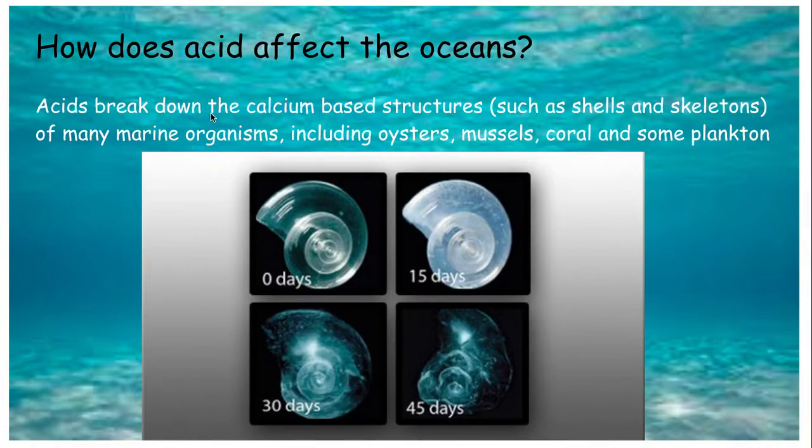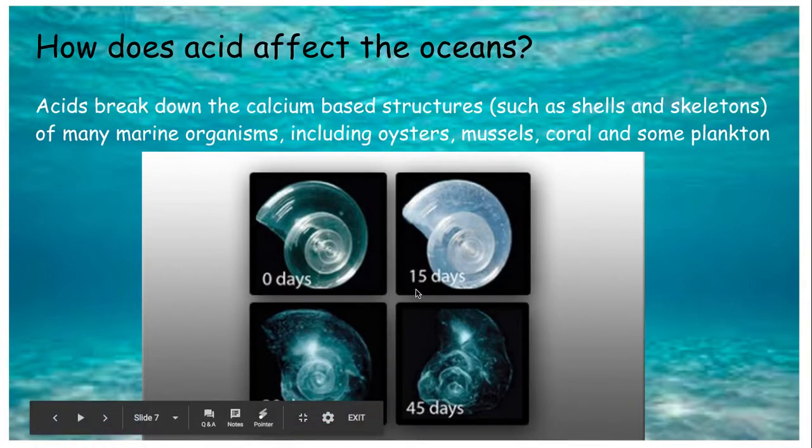So all the animals that live in the ocean that have calcium-based structures, so things like snails and nautiluses and oysters and things like that, any crustaceans, coral, some plankton, it's going to break it down. So if you remember from the lithosphere unit, we looked at limestone and how limestone weathers a lot faster, especially in the presence of acid. Limestone is made of the same stuff that these guys are made of, calcium carbonate.